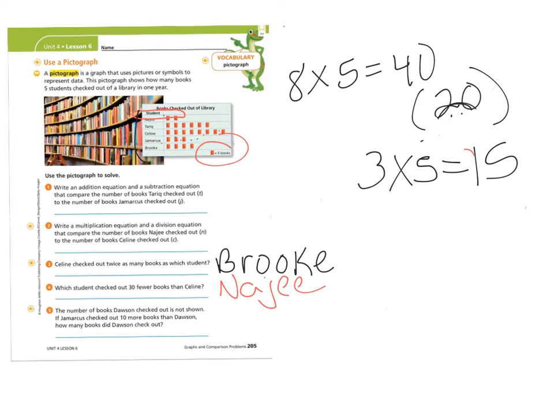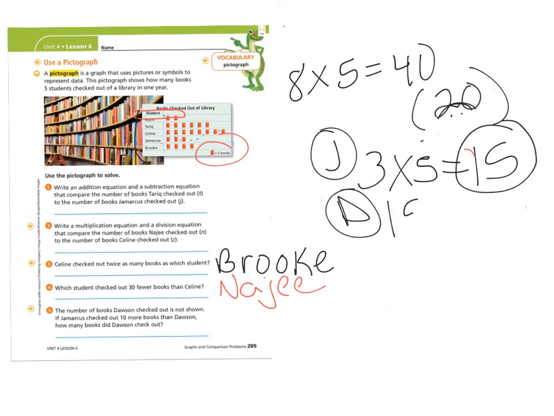So the number of books Dawson checked out is not shown. If Jamarcus checked out 10 more books than Dawson, how many books did Dawson check out? So how would we solve that? This is 10 more than Dawson. This is Jamarcus. We would do 15 minus 10 equals 5. 5 books.